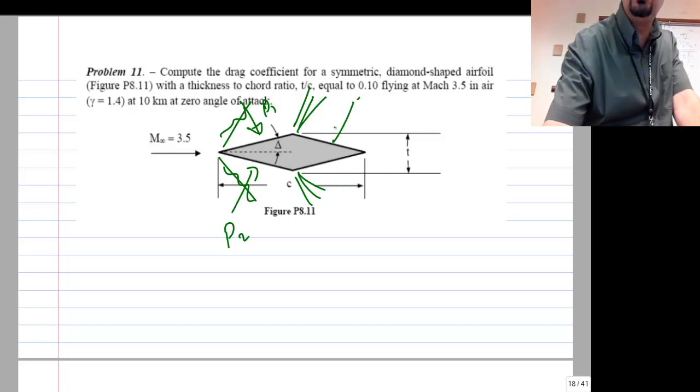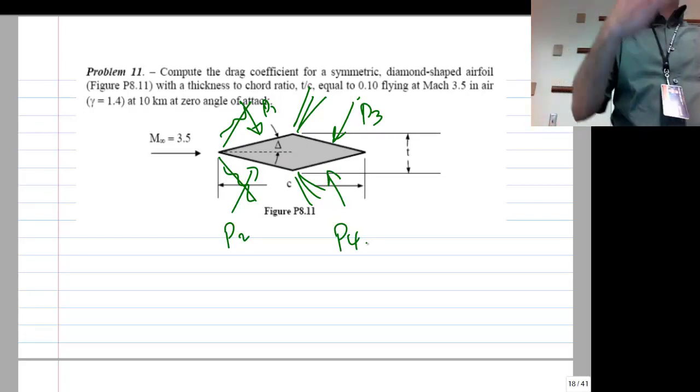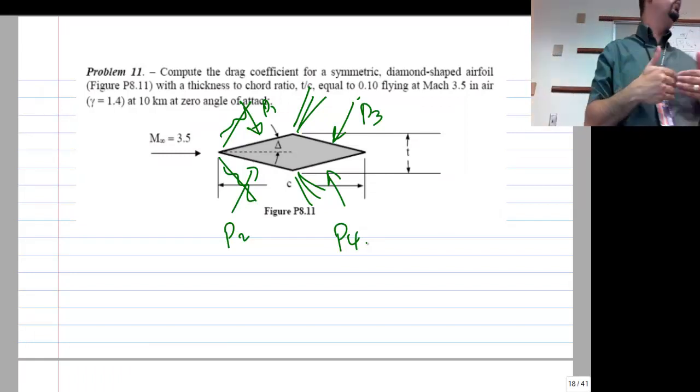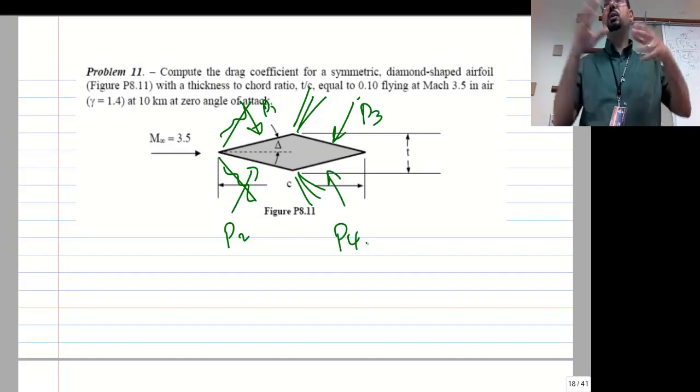Exactly the same, right? And B3 and B4 will be exactly the same. So at the end of the day, the upper and the lower surfaces will match. And so when you try to calculate the lift, it will be 0. And therefore the CL also is 0. Right? 0 over whatever is 0.